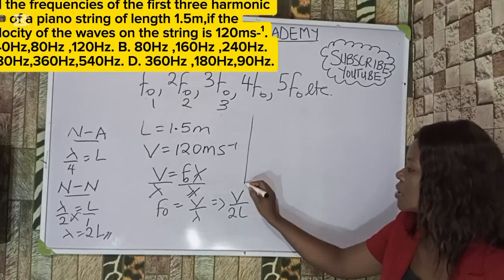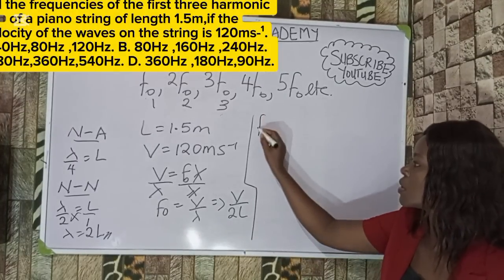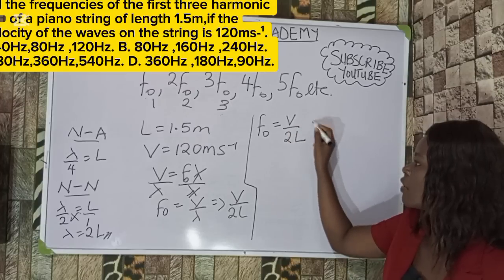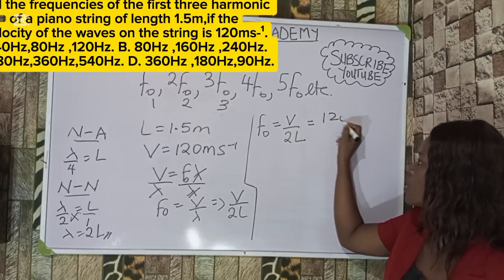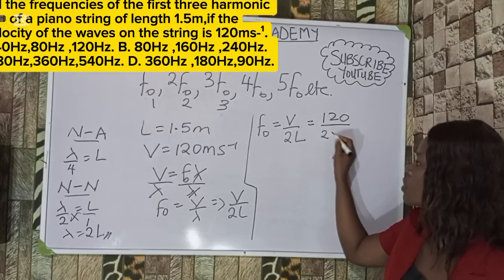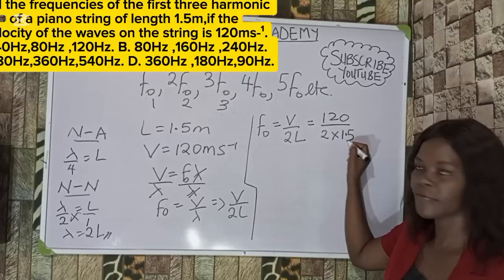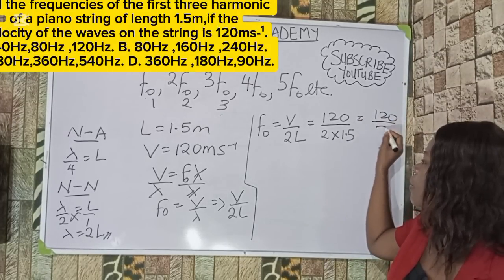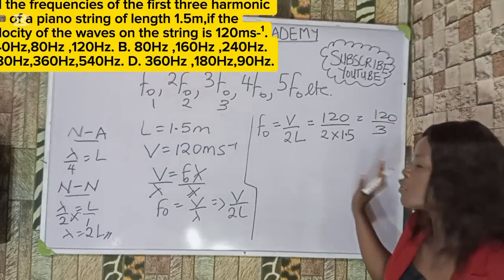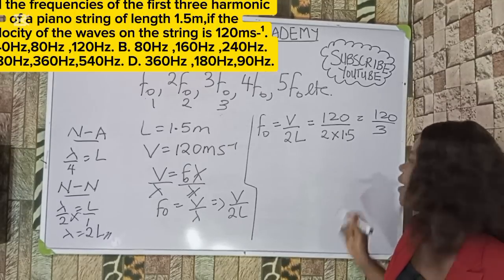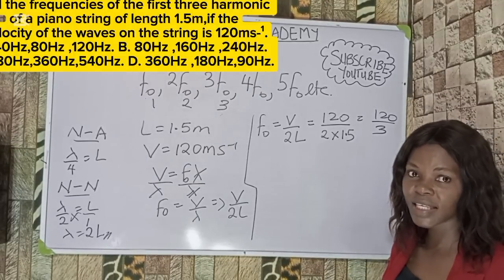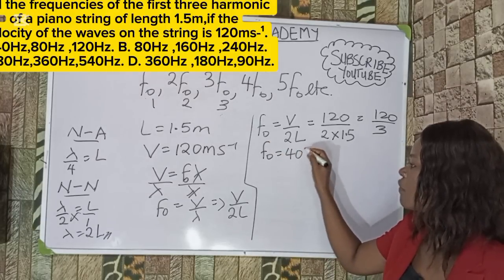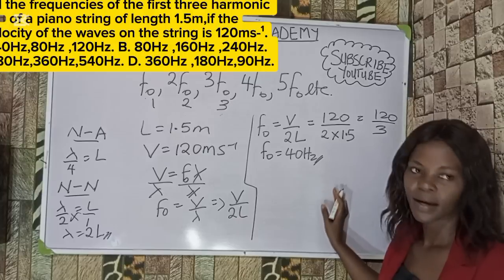My f naught is equal to V over 2L, which is 120 all over 2 times 1.5, which will give me 120 all over 3. When we divide, that is going to give us 40 Hz. So my f naught is equal to 40 Hz. I hope that is clear.